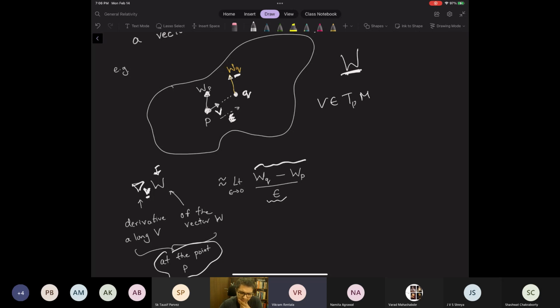However, this is not really a straightforward thing to do, because what we saw last time is that this vector WP belongs to the tangent space at the point P. The vector WQ belongs to the tangent space at the point Q. And a priori, there is no obvious correspondence between these two vector spaces. Even their basis vectors are different.